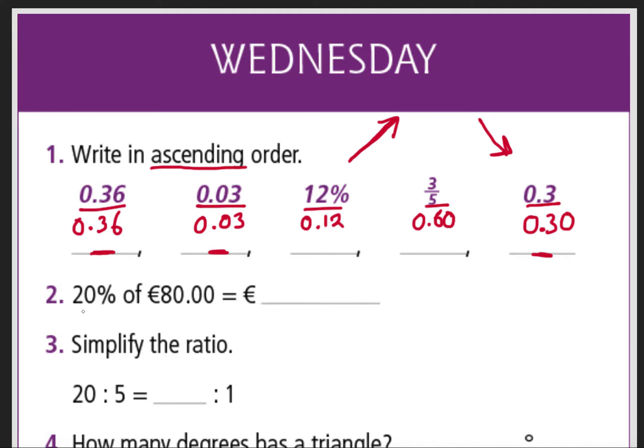Number 2, 20% of €80. Now, 20%, what we want to do is get that as a fraction. So we know that that is 20 out of 100. It's 20%. And we can simplify this. I can divide 20 into the top and it goes once. I can divide 20 into the bottom and it goes 5 times. So what we're being asked to do is find 1/5 of €80. And that's easy enough. We just divide it by 5 and that'll give us 1/5.